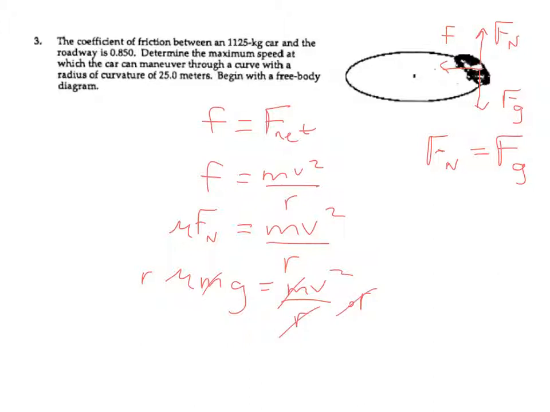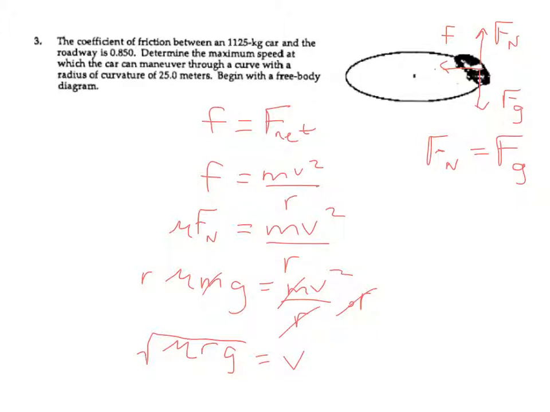So we have mu times r times g equals v squared, and so we're going to have to take the square root of that to find just v by itself. So we have v equals the square root of mu times r times g. Now, if you're into memorizing, this can be a useful equation to memorize because it's going to hold true for any situation that's like this.